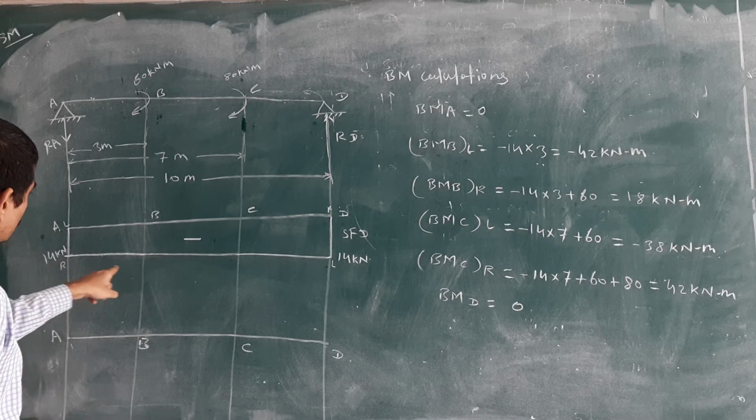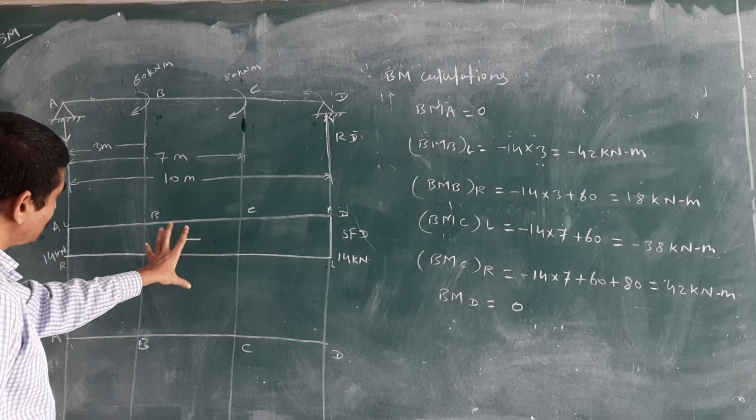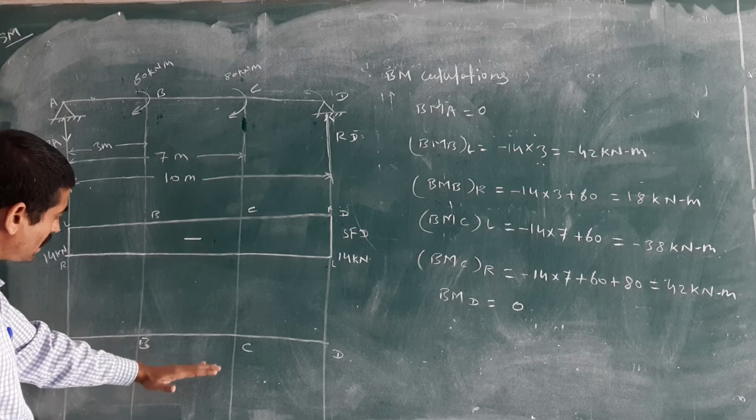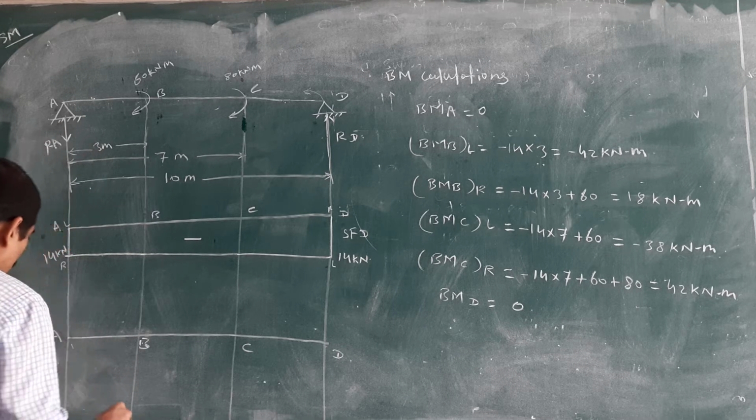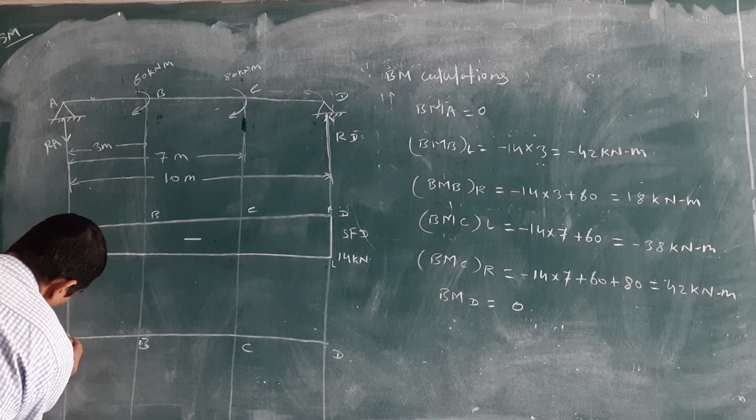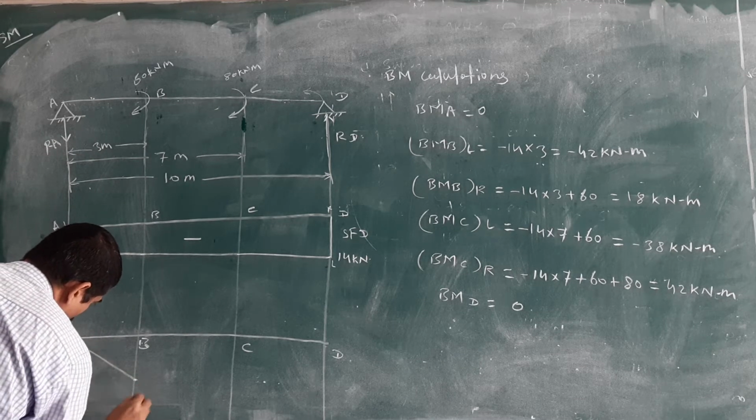If you have drawn a horizontal line in the SFD, then you will get an inclined line in the BMD. Check that. I will consider here minus 42.